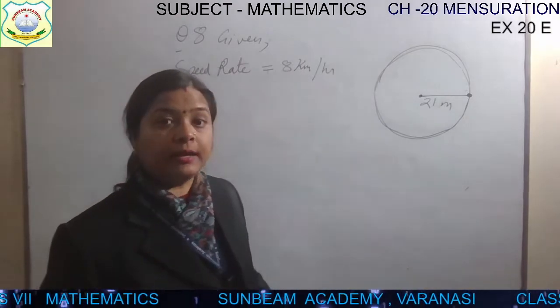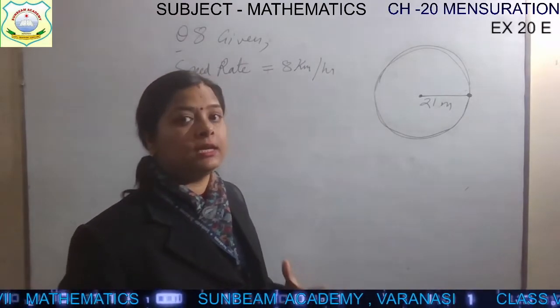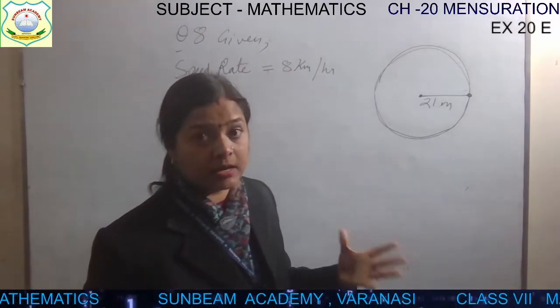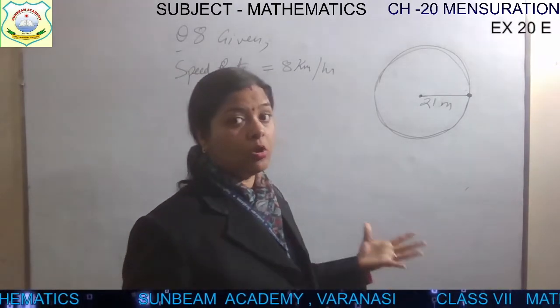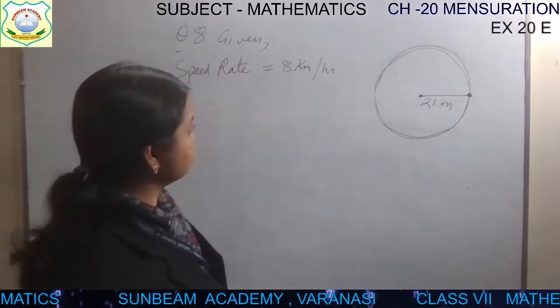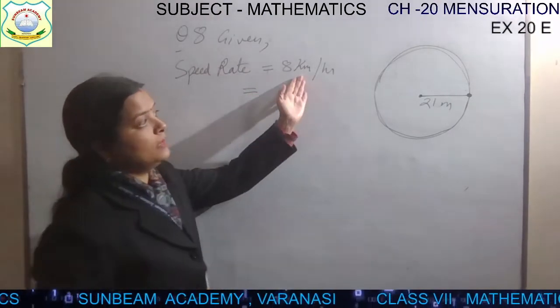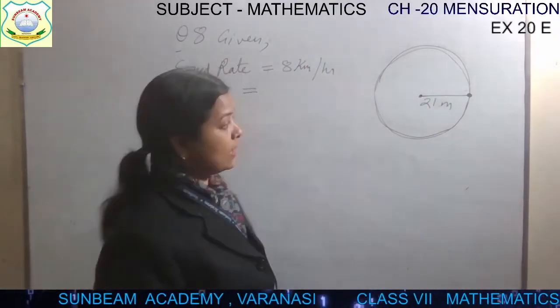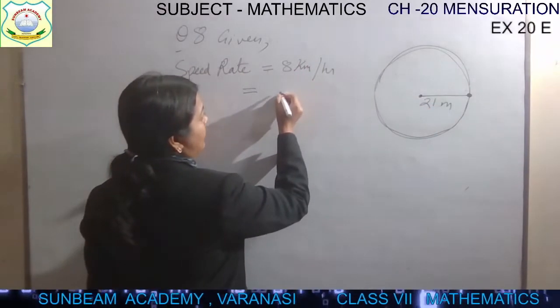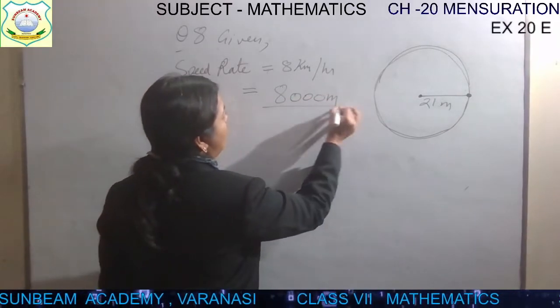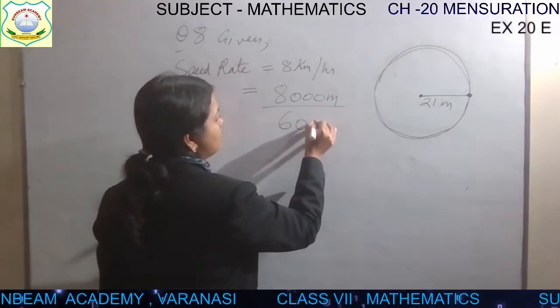We have to find how much time will he take to make one round. How long he will take to make one round. Now speed rate can be converted because it is in kilometer and it is in meter, so I am converting it into meter. 8 kilometer can be written as 8000 meter, and per hour means 60 minutes.